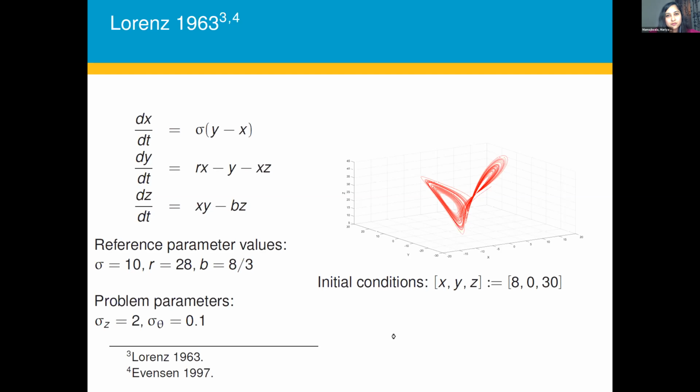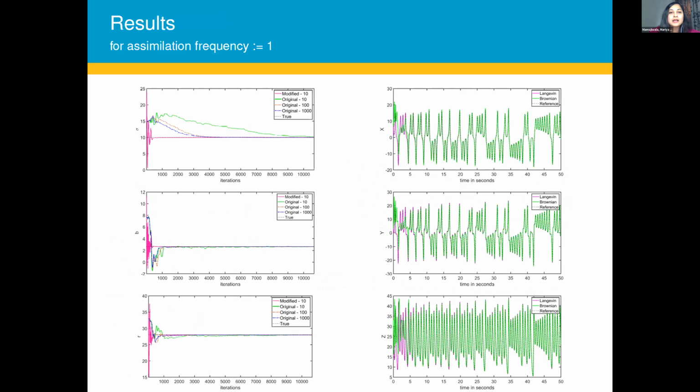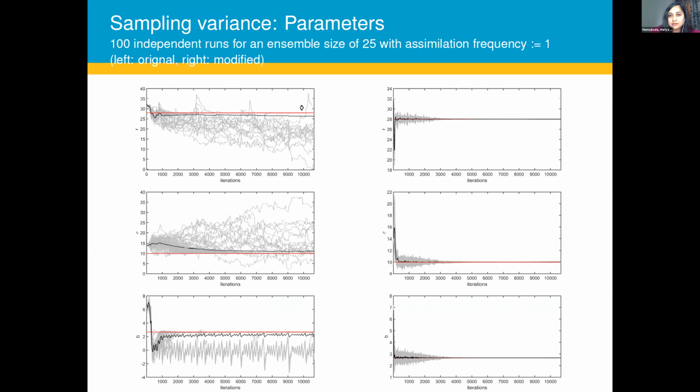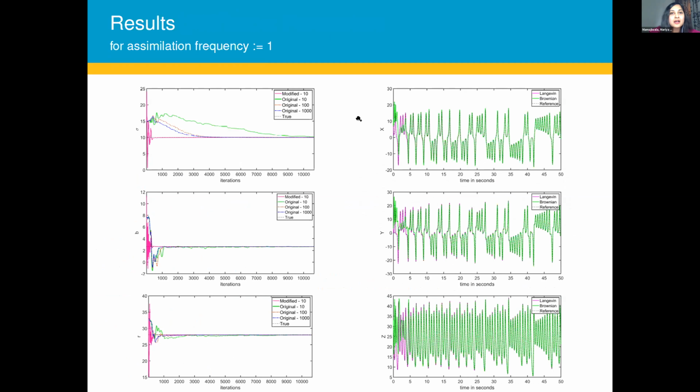I think I went forward 2 slides. Yeah, so these are results for an assimilation frequency of 1. That is, we assimilate at every time step. We have parameters on the left and states on the right.